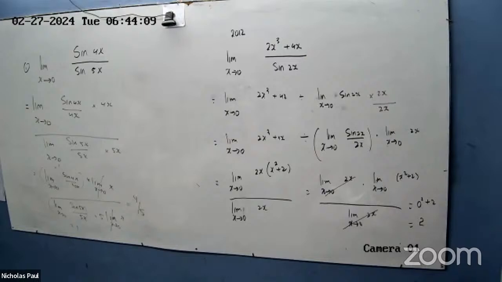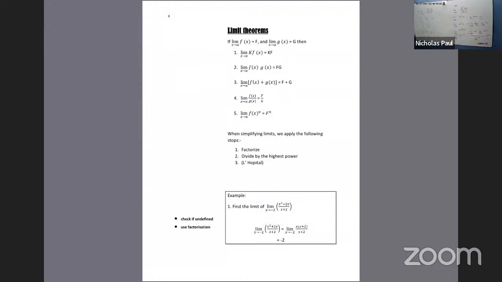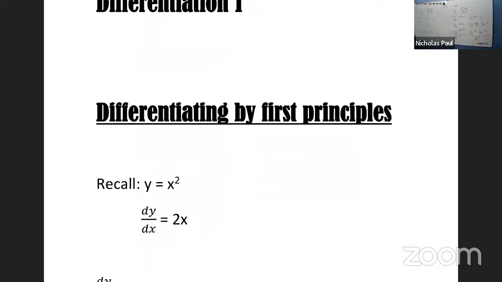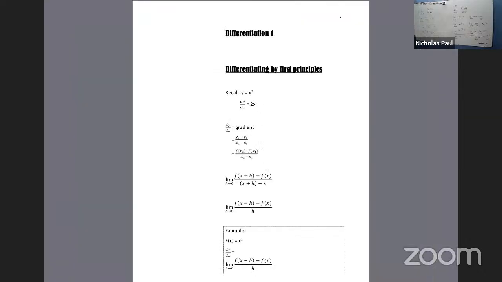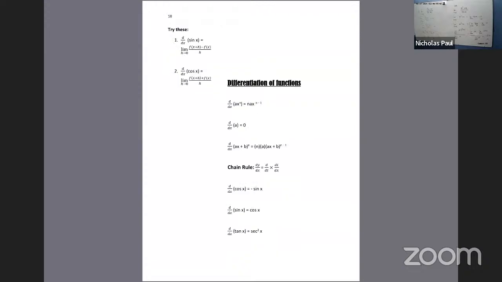So let's take a look at the things that we need to remember from Form 5 first, and then we will move on to the new things like first principles. First principles is basically where differentiation came from. I'll do that after. Let's just run through some of the things that we need to know, because when you do first principles, you want to know the answer.